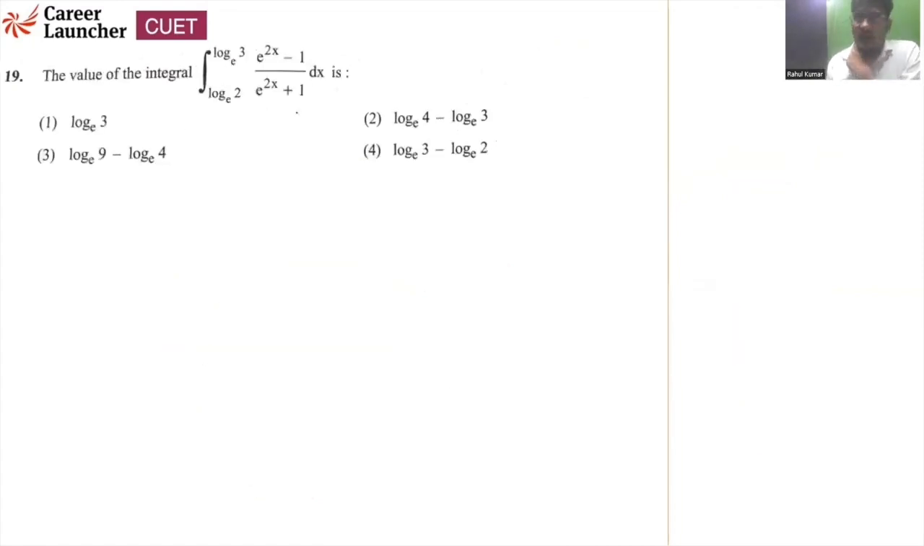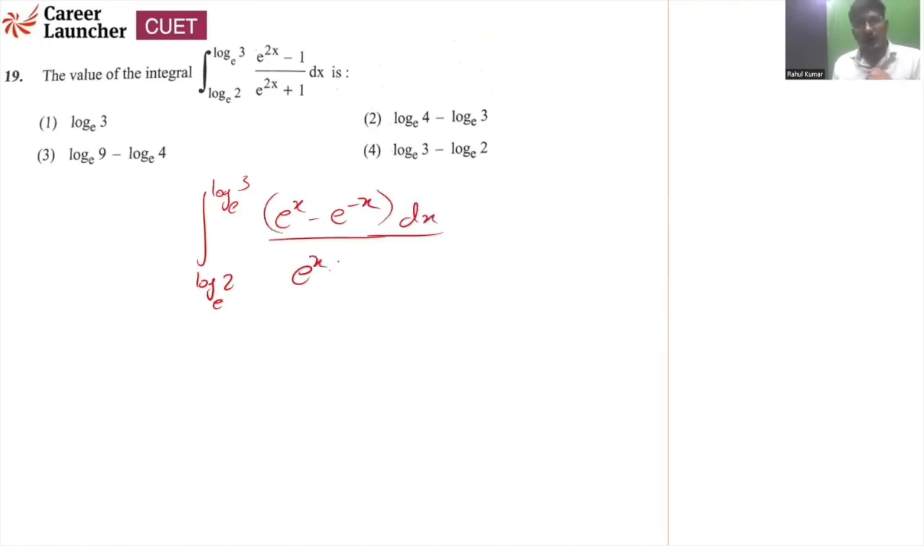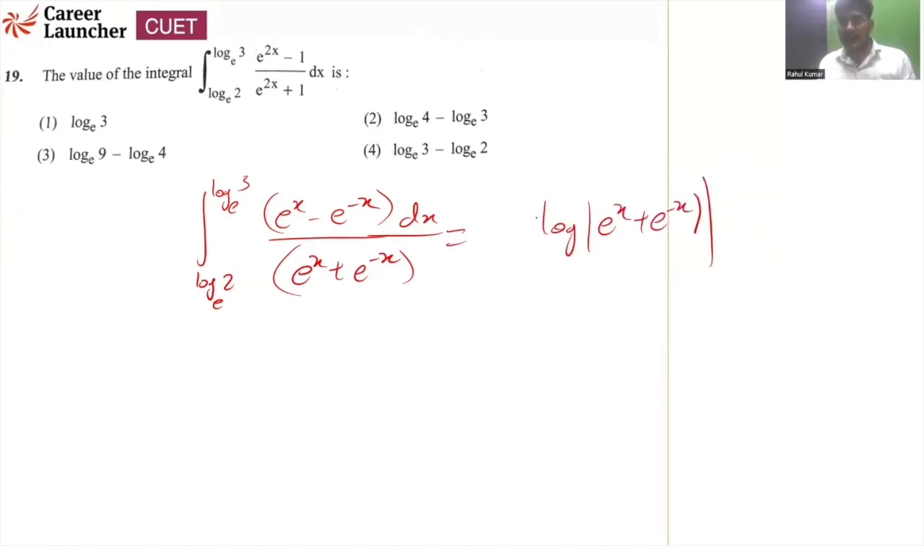Now the next one is we have to solve this integral. This integral looks difficult, but it is the easiest integral. What you have to do is take e to the power x common from the numerator and the denominator of the integrand, and you will get the integral from log 2 to log 3 of (e to the power x minus e to the power minus x) divided by (e to the power x plus e to the power minus x). Now, if you take the denominator as t, then the numerator becomes its derivative. So the final integral will be log of (e to the power x plus e to the power minus x), and the limit is from log 2 to log 3.